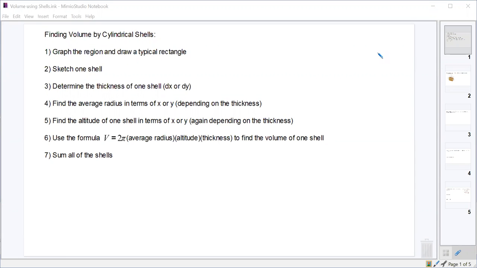Cylindrical shells are just another way of finding volume. In the past, we've taken a region, revolved it around an axis, and then sliced it into a bunch of little circular pieces, generally circles or rings, washers, with circles cut out of them. We found the volume of each one and summed them all together using an integral. Pretty straightforward.